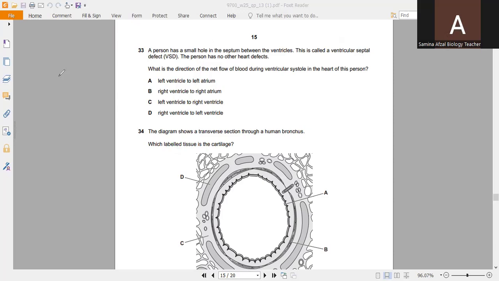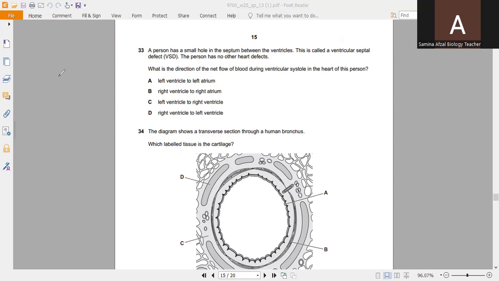So, left ventricle to left atrium. First of all, the pressure difference: during ventricular systole, both ventricles contract simultaneously. However, the muscular wall of the left ventricle is much thicker than that of the right ventricle, allowing it to generate significantly higher pressure to pump blood throughout the systemic circulation.